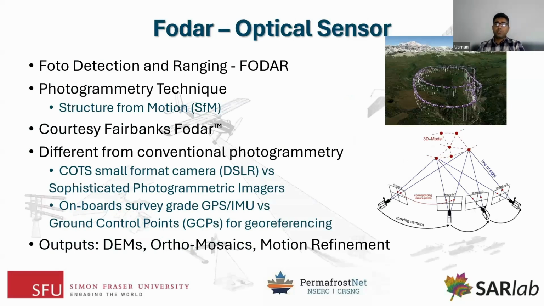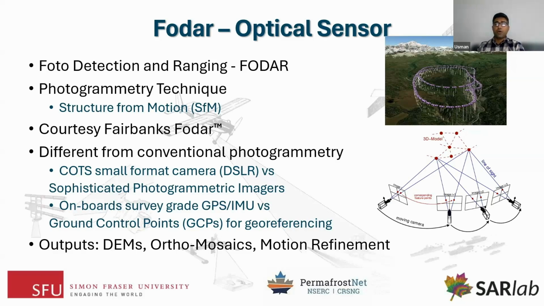On the other hand, the optical sensor that we are using, we call it FODAR, and the term originates from photo detection and ranging. It is a term coined by Fairbanks FODAR, and it's merely a photogrammetry technique which employs structure from motion at its heart. It's slightly different from conventional photogrammetry, where we're using a commercial off-the-shelf camera instead of sophisticated photogrammetric imagers. Although photogrammetry has evolved quite a lot, and nowadays UAV-borne photogrammetry is very common, which does not use these sophisticated photogrammetric imagers, they are still in use in some high-end applications of photogrammetry.